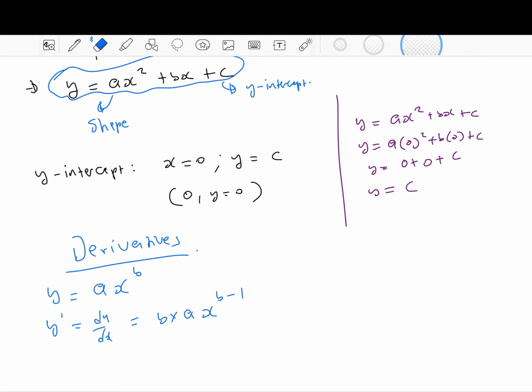So let me give you good examples. Let's say you have y equals a x squared. What is the derivative of a x squared?